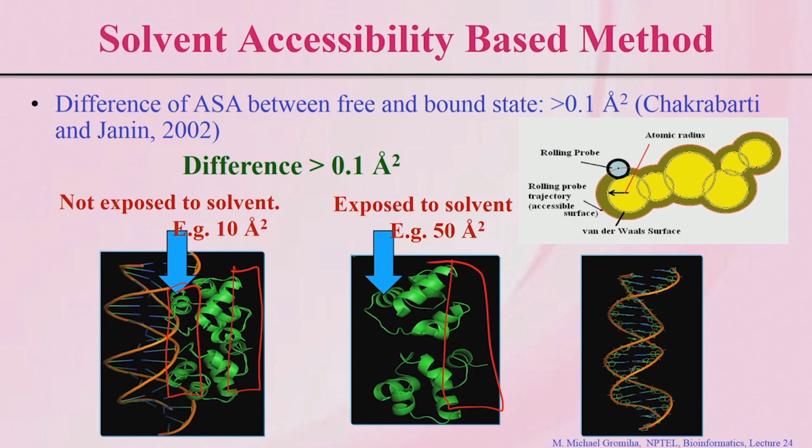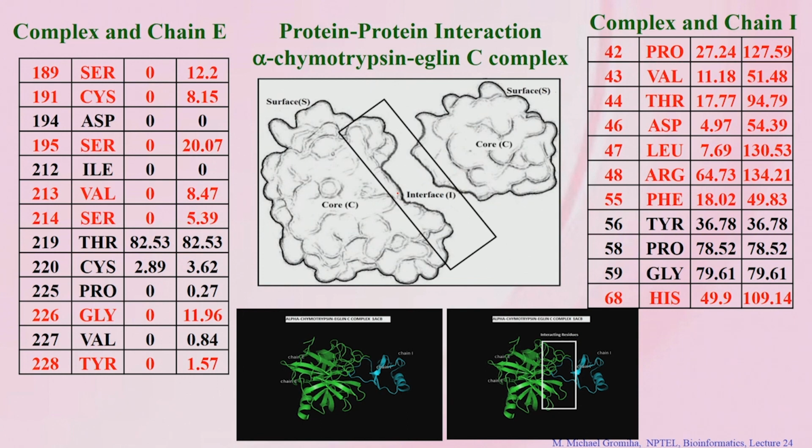So, this is the alpha chymotrypsin and egg-linked C complex. This is protein 1, this is protein 2, this is the ASA with the complex and this is chain E. If you see, there are many cases, mainly in this interface region, where you can easily see the lock and key mechanism. You can see the convex and concave surface here. So, 12.2 is reduced to 0 because it is completely inaccessible. Here the 8.15 is completely 0. So, in this case these residues are identified as binding site residues or interface residues.